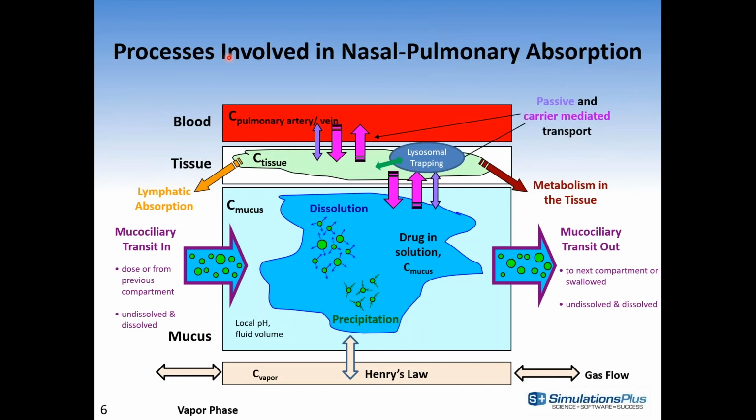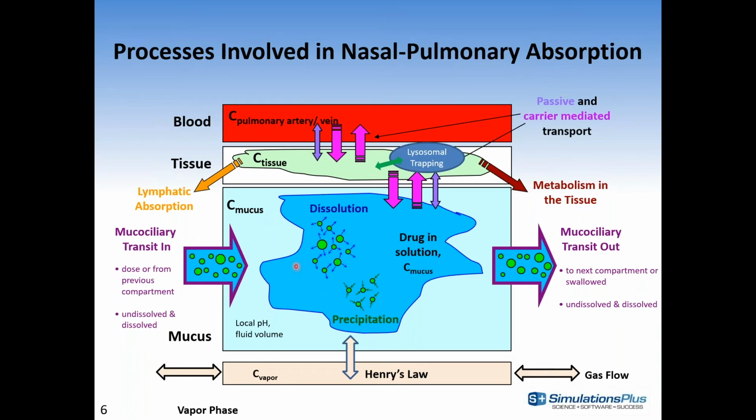As far as the processes or the mechanisms that we have incorporated into these compartments, that's outlined here in this particular diagram. So for any vapors that we may have which are being inhaled, and this is a new functionality that we'll talk a little bit more about coming up, we would be using Henry's law constant to help us model the partitioning between the vapor phase and the mucus compartment.